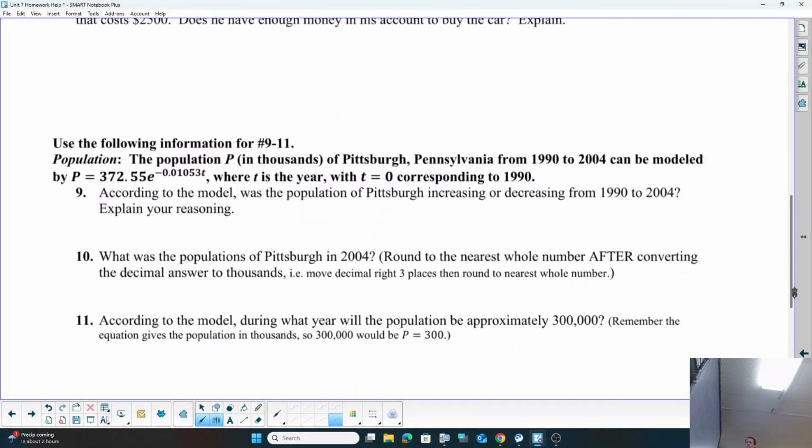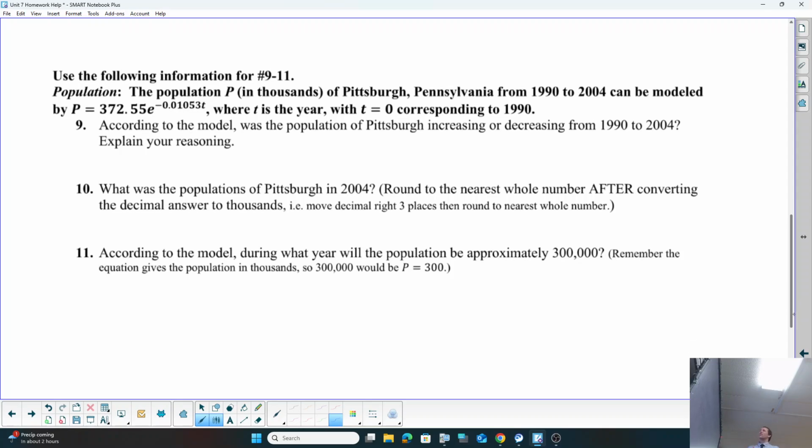Okay, let's see. Now we get to the word problems. We like it. So population P in thousands of Pittsburgh, Pennsylvania from 1990 to 2004 can be modeled by the equation where T is the year and T equals 0 corresponds with 1990. So basically this is 0 to 14, right? So 1990, 14 years later is 2004. According to the model, was the population of Pittsburgh increasing or decreasing from 1990 to 2004?